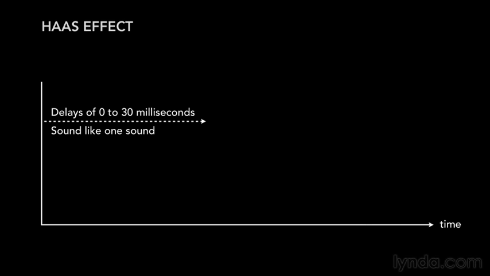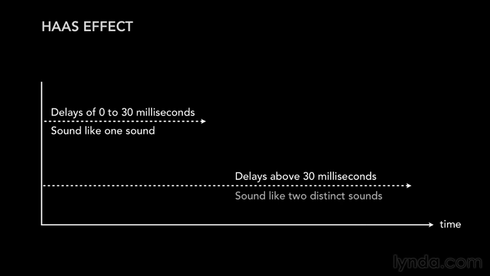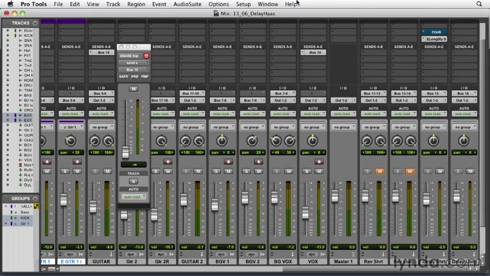That means if a delay on a snare drum was set to 50 milliseconds, you would hear two separate events, the initial snare hit, then the delay. If you set the delay to less than 30 milliseconds, the two would blend together and you'd hear them both as a single event. Let's try that just so you can hear.